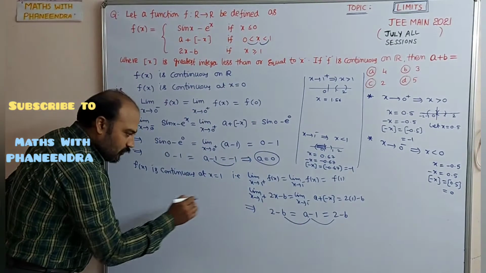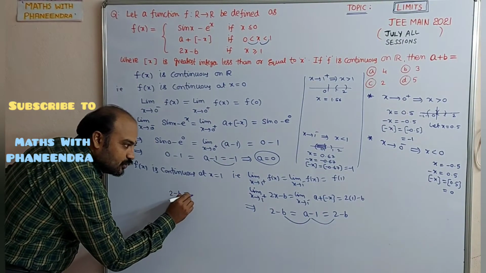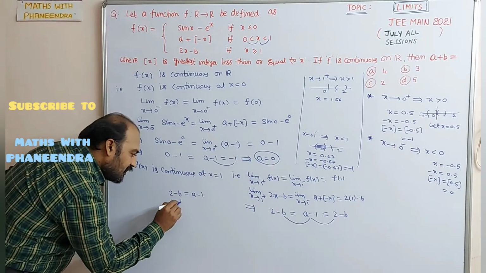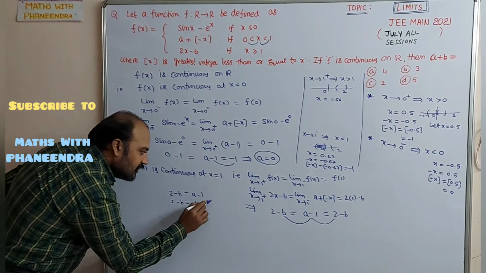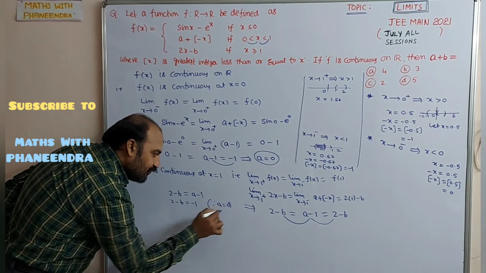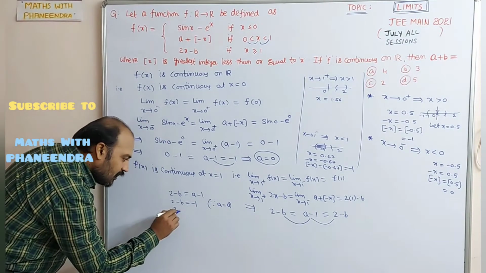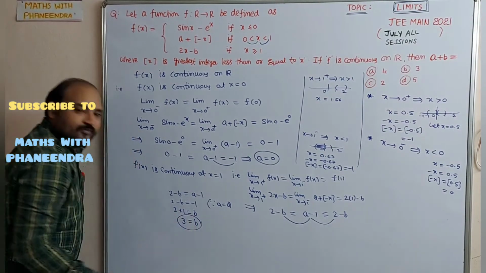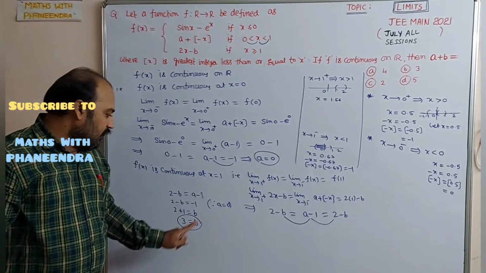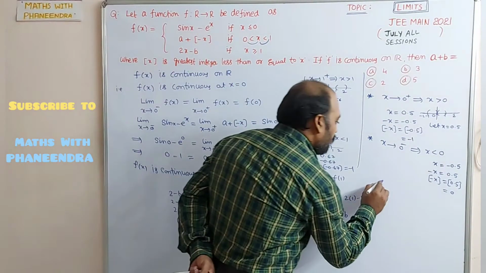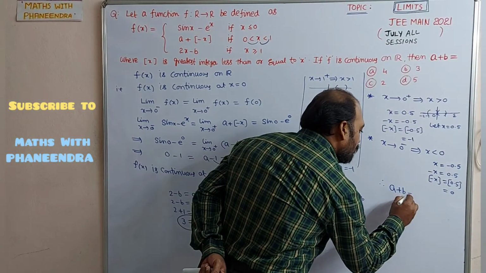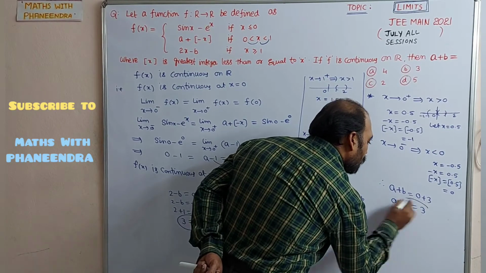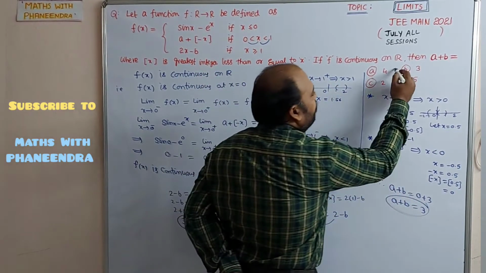See here, 2 minus b is equal to a minus 1. The value of a anyway is 0 here. So 2 minus b is equal to minus 1, since a is equal to 0. Taking the minus 1 to this side, 2 plus 1 is equal to b. So b is equal to 3. After getting the a value and b value, a is equal to 0, b is equal to 3. Therefore, the conclusion step: a plus b is equal to 0 plus 3, which is equal to 3. So a plus b equal to 3, which is there in the second option.